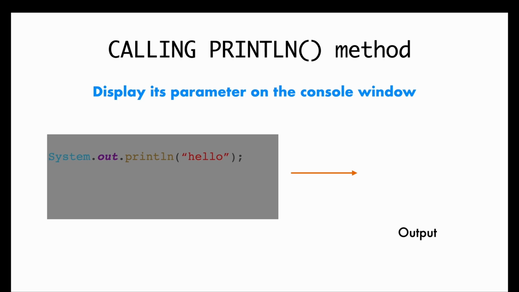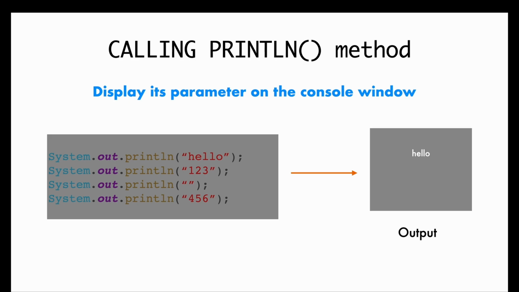In this example, we can see we are invoking a println method and passing it an argument of string type with value hello. In another example, we are also passing another string value of 1, 2, 3. The println can also accept an empty string. In the fourth statement, we are passing 4, 5, 6. So when these statements get executed, the output will display something like this.